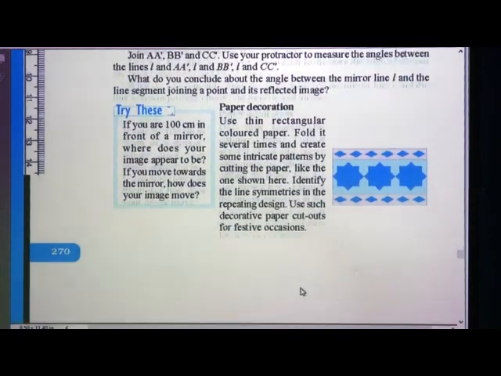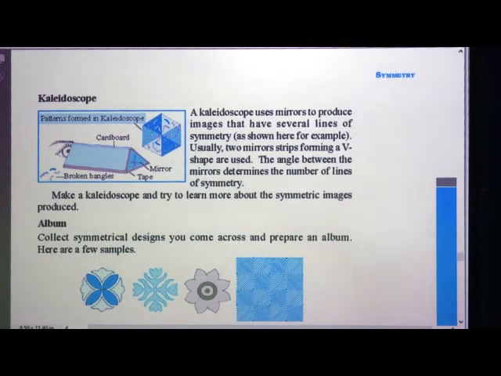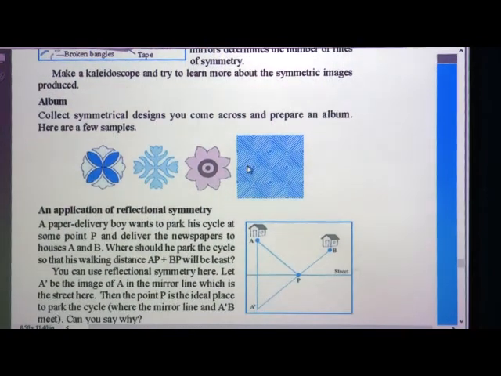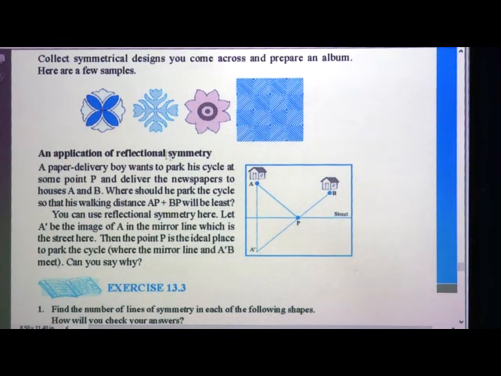Then we have seen how we can make a paper decoration. You can even see different flower patterns or rangoli patterns, they have symmetrical designs. You can just draw or collect a few symmetrical designs and stick them on paper. So, you will have an album of symmetrical designs. Then you can prepare a kaleidoscope which has 3 rectangular shaped mirrors, attaching them with tape and a few pieces of broken bangles to see different patterns in the kaleidoscope. So, we have seen last one, an application of reflectional symmetry.